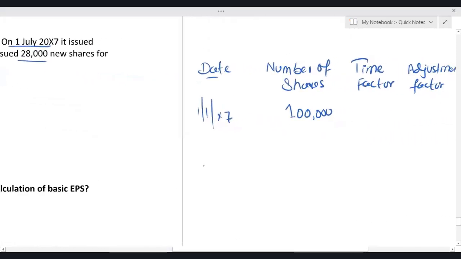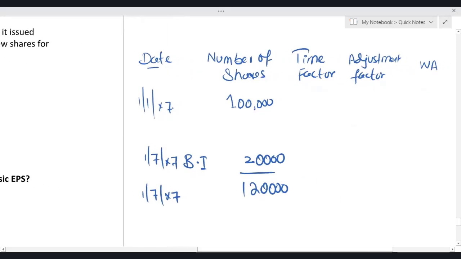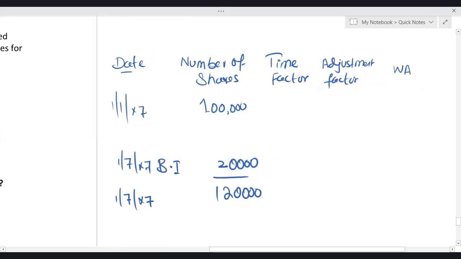First July. There's a bonus issue of 20,000. It means on 1st July, the total shares are 120,000. BF is only applicable on those shares that are before bonus. Before bonus, we have 1 lakh shares, and the BF is 6 upon 5. Time factor from 1st January till 1st July, we have 6 months.